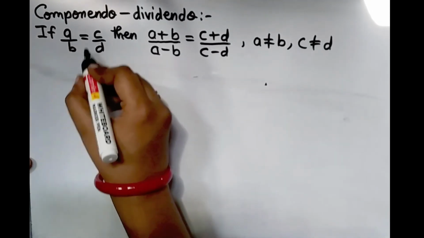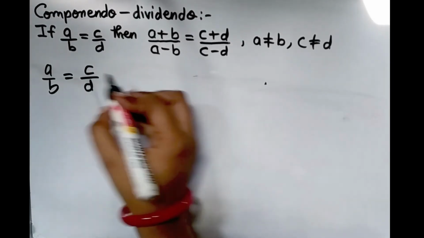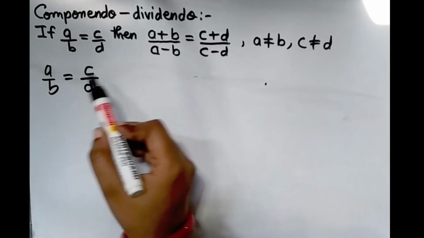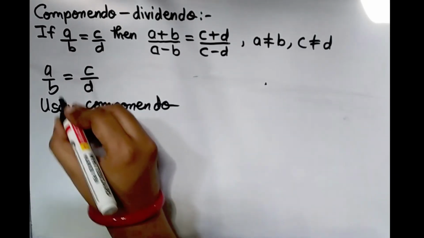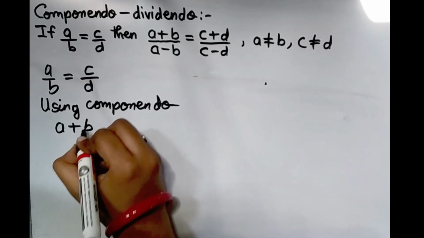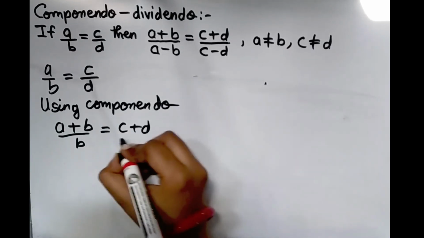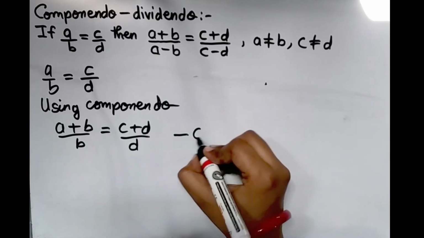So first, what is given here: A upon B is equal to C upon D. Now here first we will use componendo property. We have seen what componendo is, right? Using componendo, we will get A plus B upon B is equal to C plus D upon D. Okay. So this equation we will name equation 1.